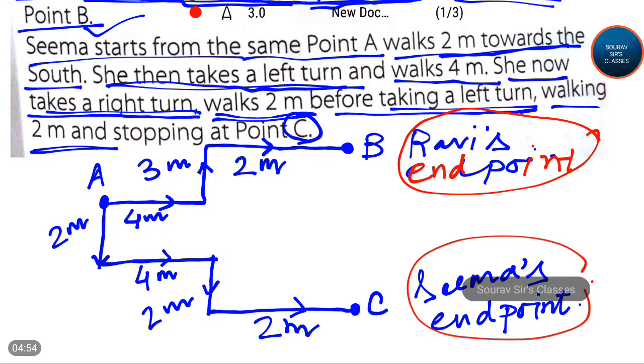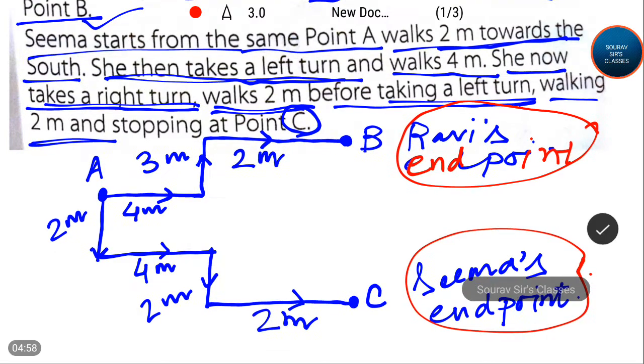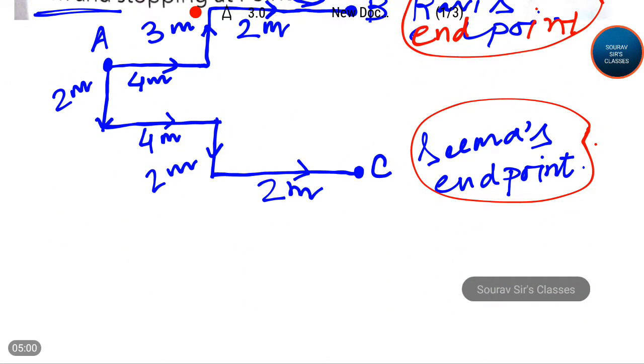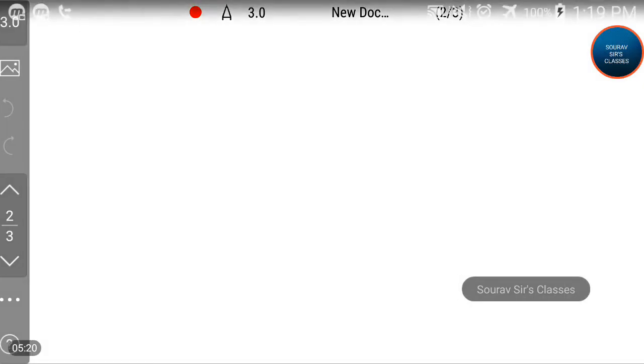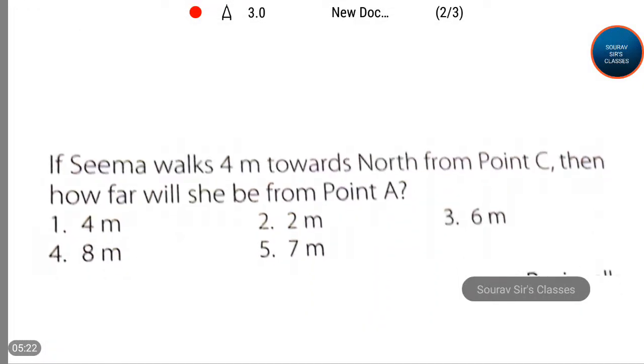Now, let's go to the questions. We know that this side is north, this side is south, this side is east, and this side is west. Now, let's go to our question. Okay, so here is our first question.